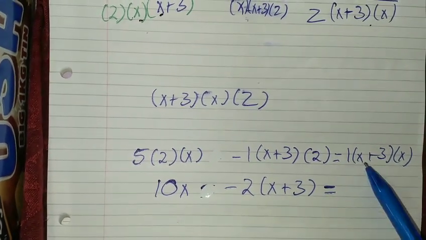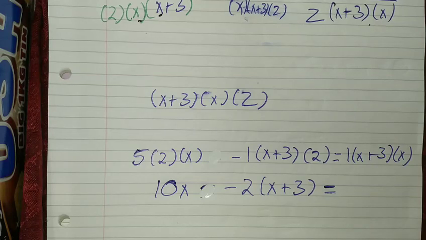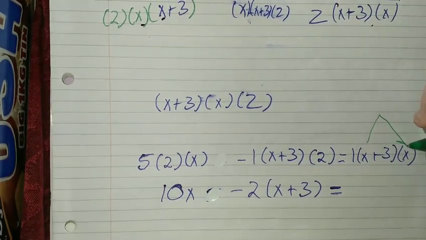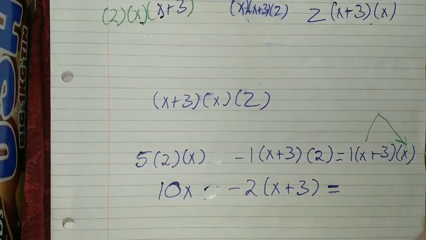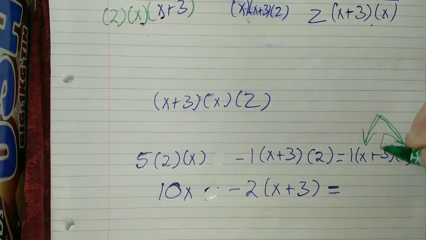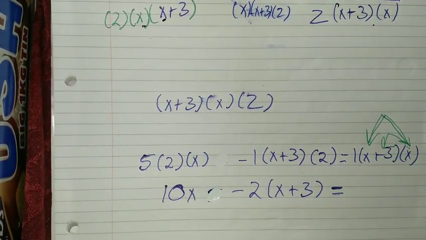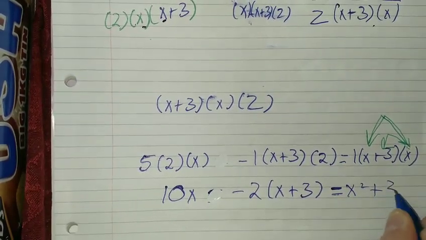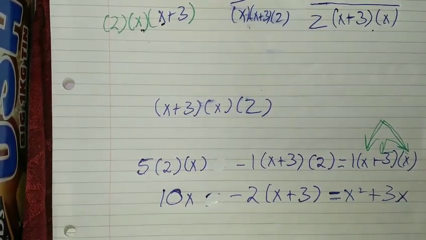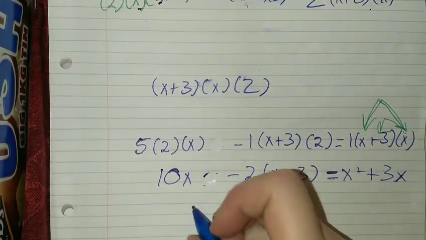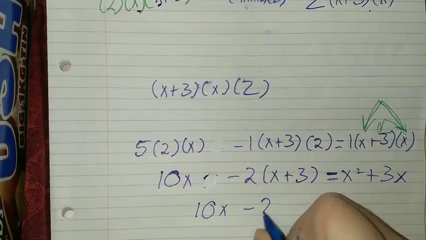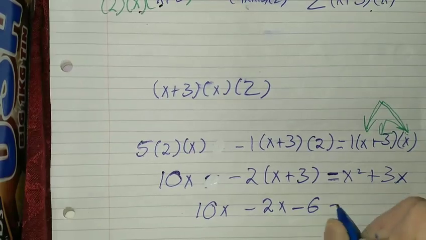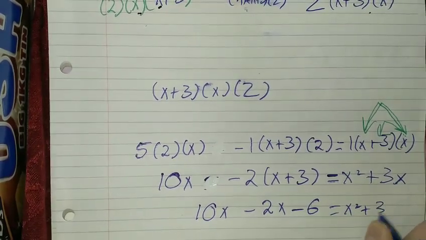So the 1 is just going to be 1. Then I have to multiply my x by this one, and then the x by the 3. So the x by x gives me x squared, x by 3 gives me 3x. So now I'm going to maybe multiply this out. So I have 10x minus 2x minus 6 is equal to x squared plus 3x.